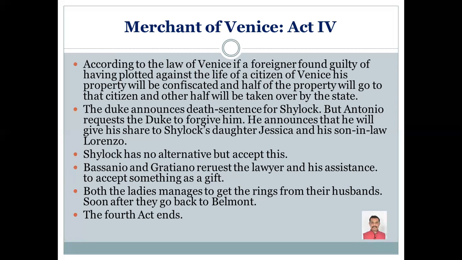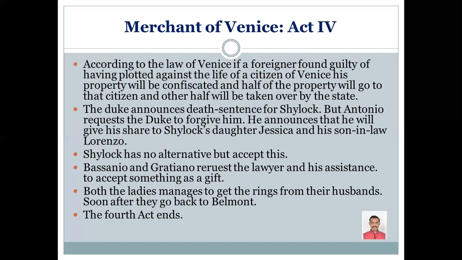But after some time, Antonio requests Bassanio to just give that ring to that lawyer, and your wife will understand it. She will think that you have done the right thing. So Bassanio asks Gratiano to run after the lawyer and give that ring to that young lawyer, and when Gratiano goes over there, he gives his ring to the lawyer's assistant. Nerissa also manages to take the ring off Gratiano's finger as a gift.